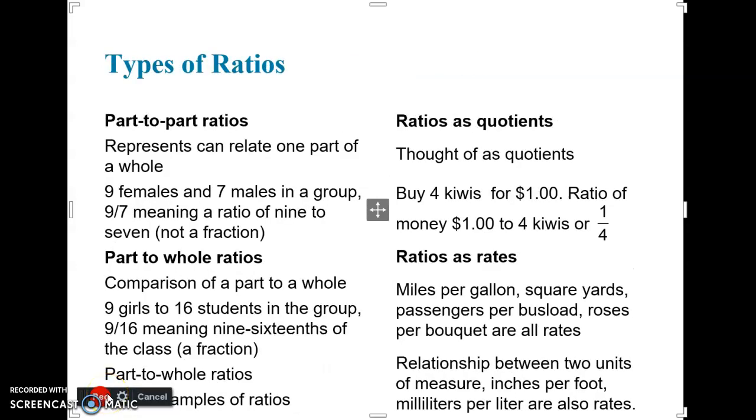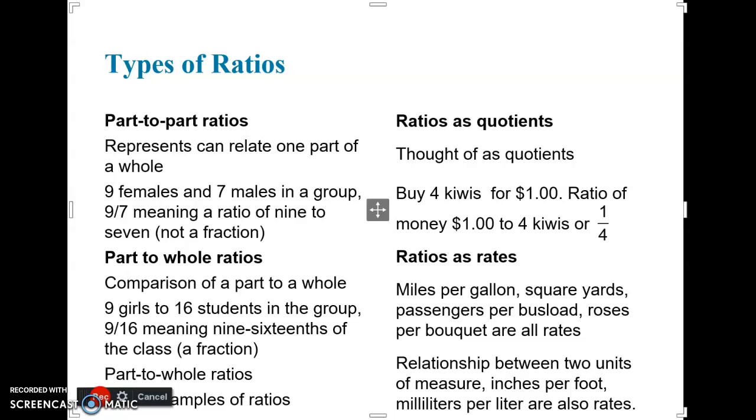A ratio can relate one part of a whole, such as 9 girls, to another part of the same whole, which is 7 boys. This can be represented as 9 over 7, meaning a ratio of 9 to 7, not 9/7 like a fraction. So a part-to-part ratio is not a fraction, although it can be written with a fraction bar.